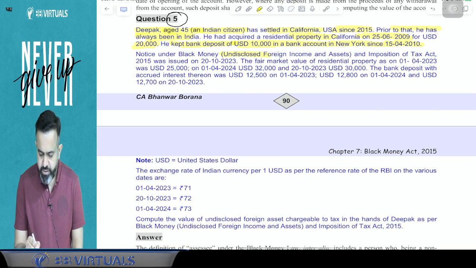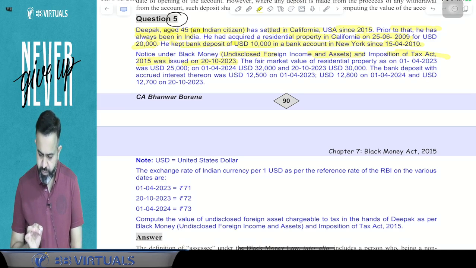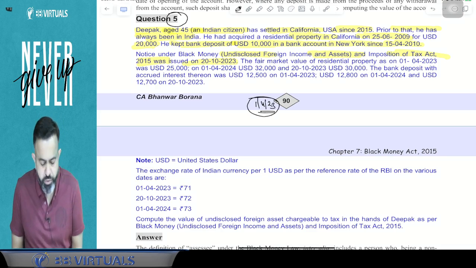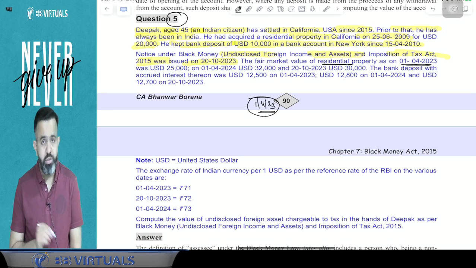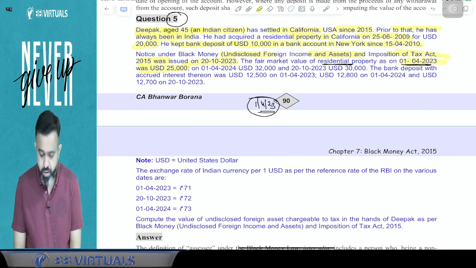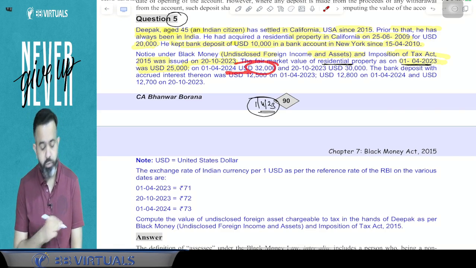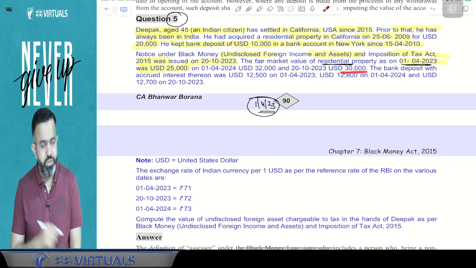Now, notice under the Black Money (Undisclosed Foreign Income and Assets) and Imposition of Tax Act 2015 was issued on 20th October 2023. In the current year they came to know about this asset. So can I say that the current year valuation date will be 1st April 2023. Now, the fair market value of the residential property on the valuation date, 1st April 2023, is given as USD 25,000. On 1st April 2024, next year, it is given as USD 32,000. And on the date on which notice is issued, the value is USD 30,000.